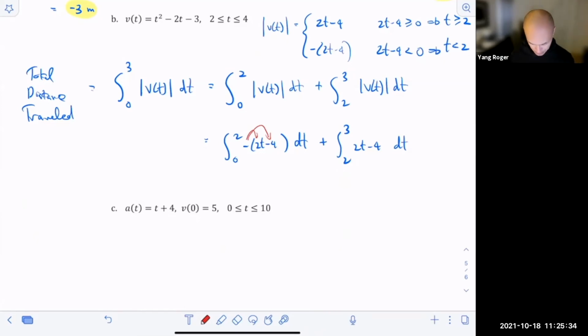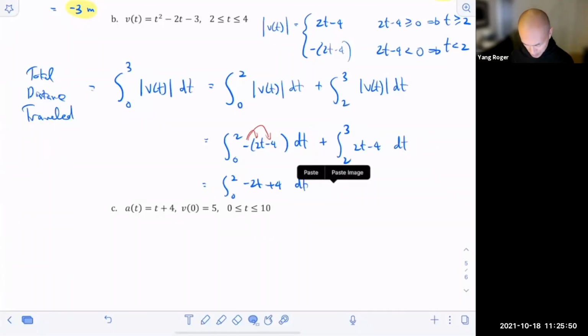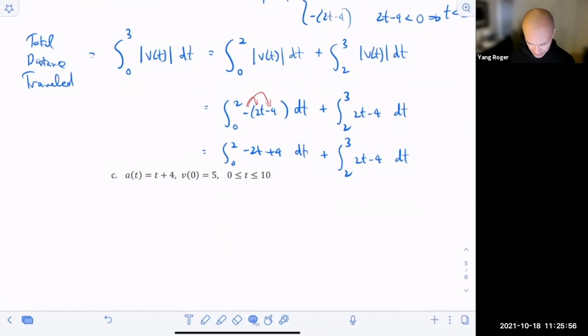All right, so not sure if I gave you enough time. I'm just going to finish this. We're going to get negative 2t plus 4 dt. And then this part just stays the same. Okay. And then we're going to go and calculate this antiderivative. So for this first part, it's going to be negative 2t squared over 2. So we could just realize that those 2's cancel in front. So let me just write that as negative t squared. And then the second part is going to be plus 4t. And we're going to go from 0 to 2 like this.